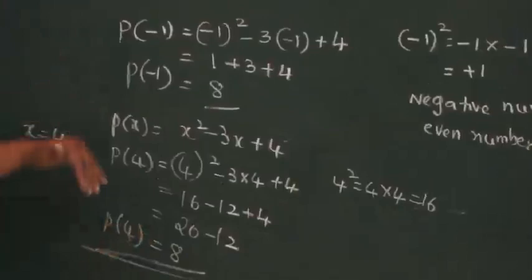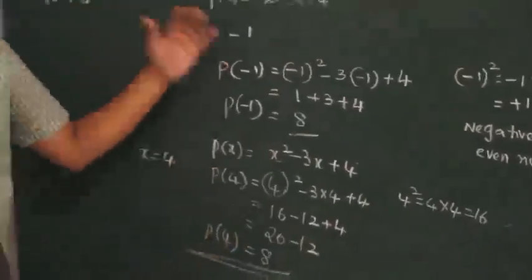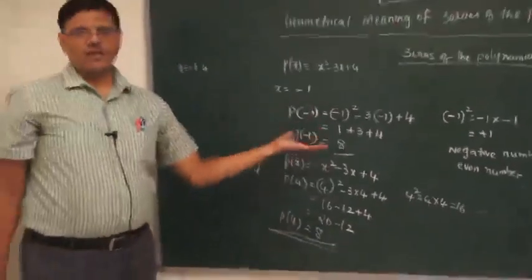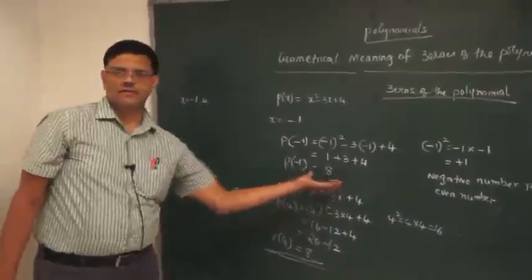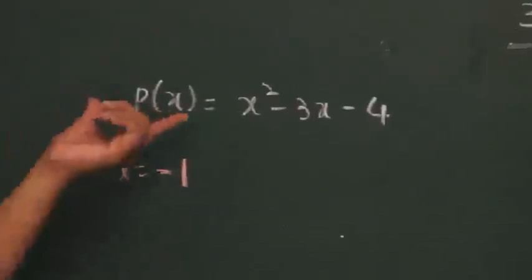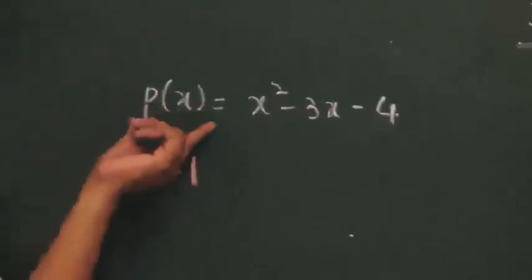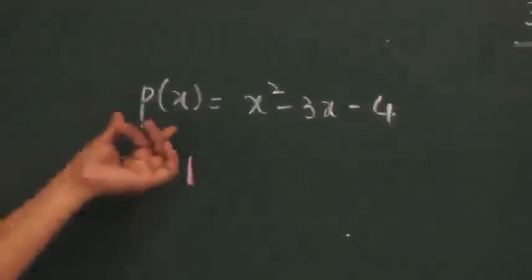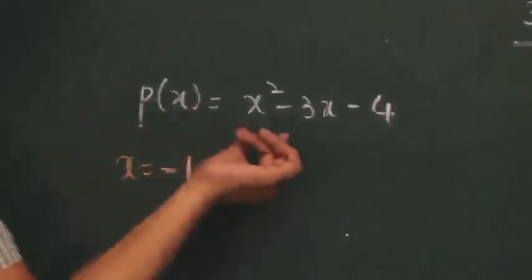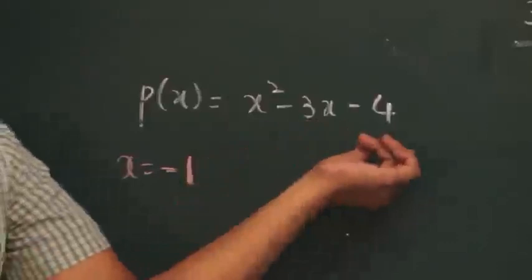Let us take one more example to find out under what conditions we will get the remainder 0. So let us take one more example. P of x, the polynomial in x, is equal to x square minus 3x minus 4.